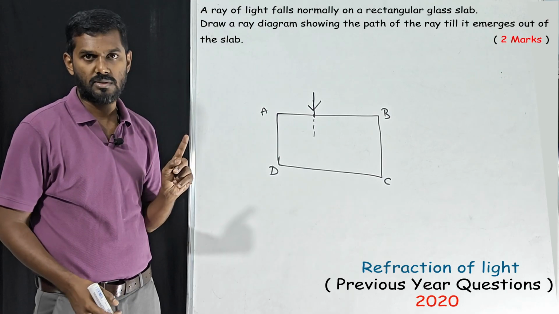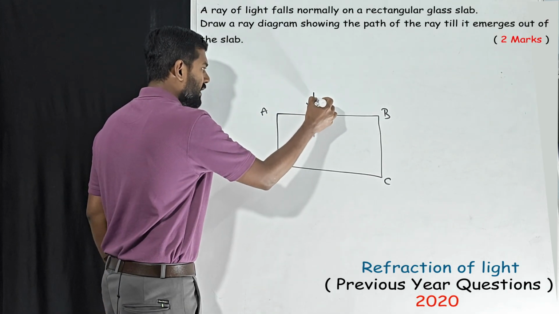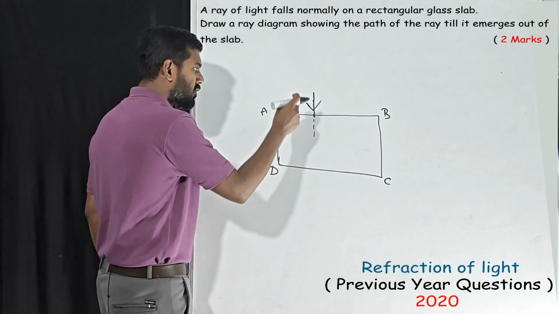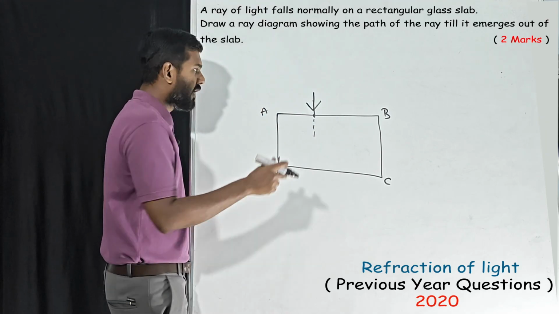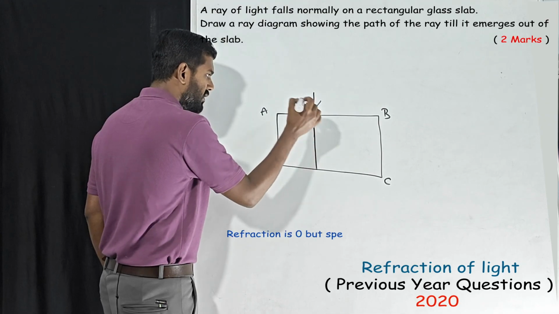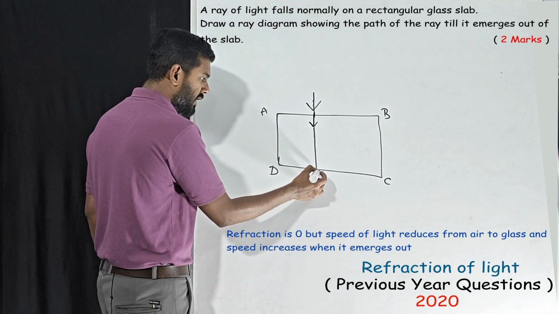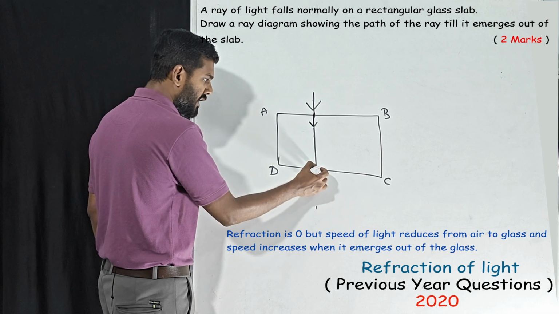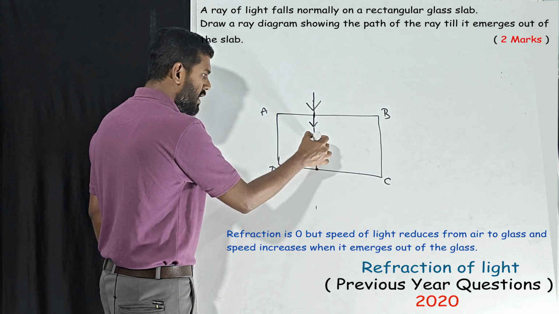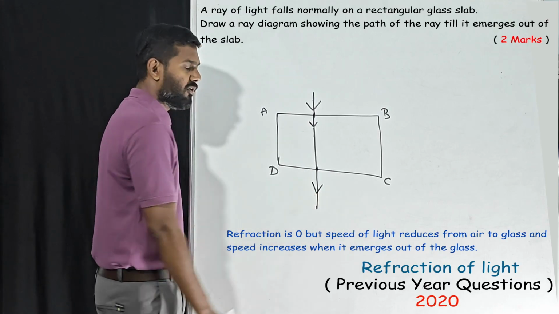These are the keywords. Now a ray of light is falling normally, so that means the angle of incidence is 0. If the angle of incidence is 0, the angle of refraction is also 0. Then the ray goes through and comes out. Again at this surface you keep the protractor and draw the normal. Again it is on the normal, so it comes out like this.